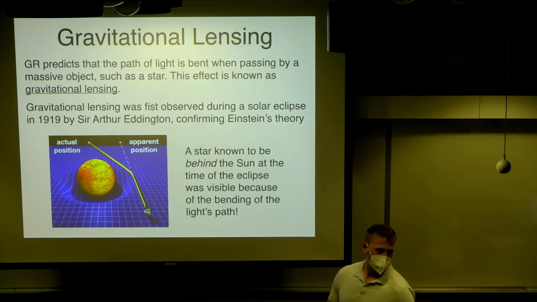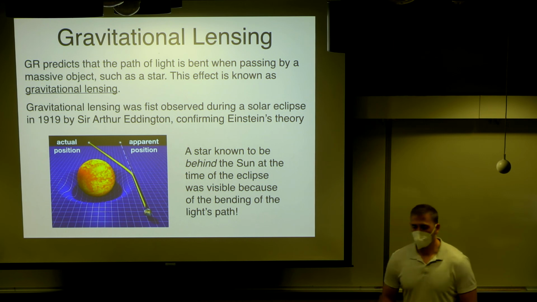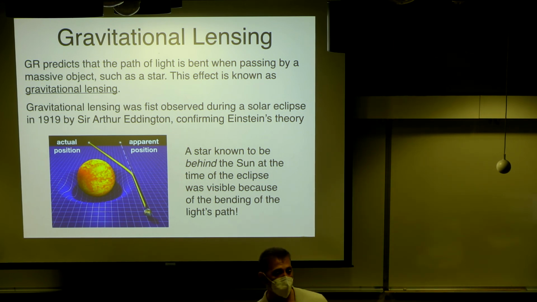I'll tell you a few interesting effects of GR. One of those is something called gravitational lensing. So gravitational lensing is this idea that if you have a massive object, the path that light takes is actually bent by the presence of those massive objects.